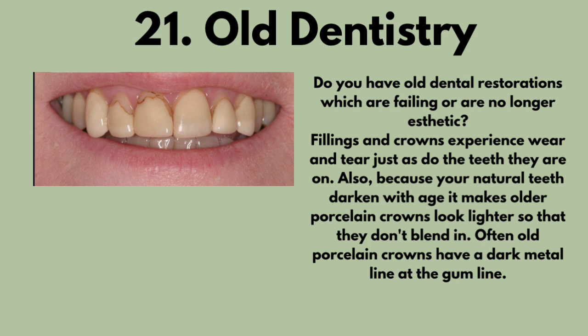21. Old dentistry. Do you have old dental restorations which are failing or are no longer aesthetic? Fillings and crowns experience wear and tear just as do the teeth they are on. Also, because your natural teeth darken with age, it makes older porcelain crowns look lighter so that they don't blend in. Often old porcelain crowns have a dark metal line at the gum line.